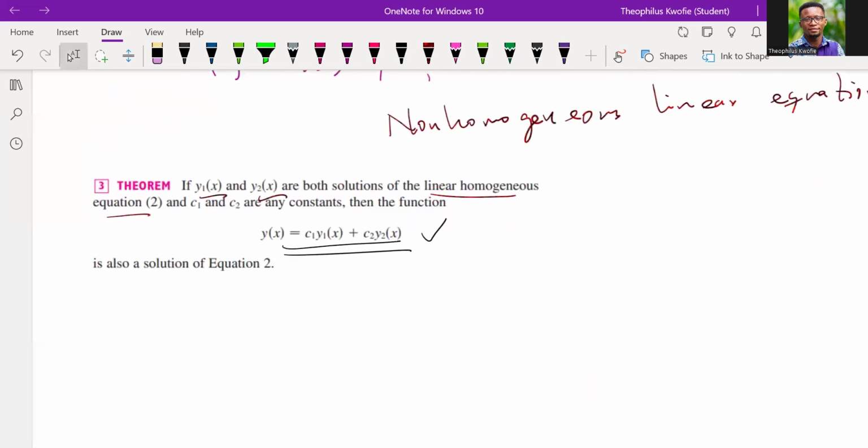Now, I would like to do a quick proof on that. I think that would make everything simple. So let's get some proof for this particular one. The proof.